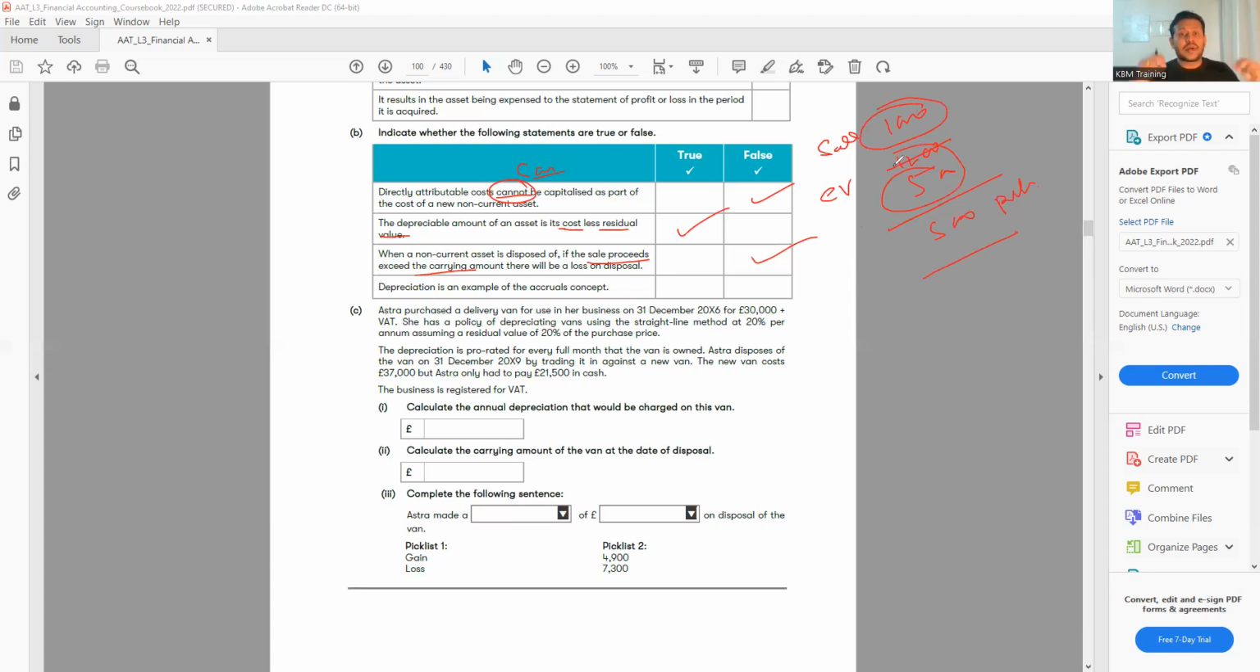Carrying value means the current value of the asset right now. How do we get the carrying value? Cost minus the accumulated depreciation. Next, depreciation is an example of the accrual concept. This is absolutely true.